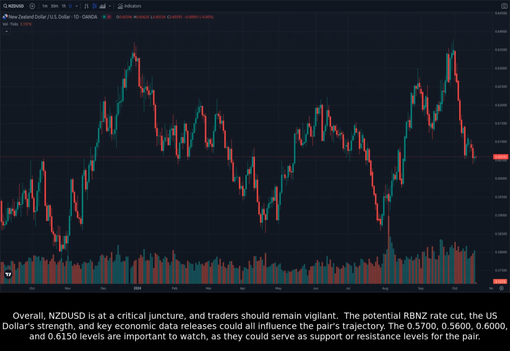Overall, NZDUSD is at a critical juncture and traders should remain vigilant. The potential RBNZ rate cut, the US dollar's strength, and key economic data releases could all influence the pair's trajectory. The 0.5700, 0.5600, 0.6000, and 0.6150 levels are important to watch, as they could serve as support or resistance levels for the pair.